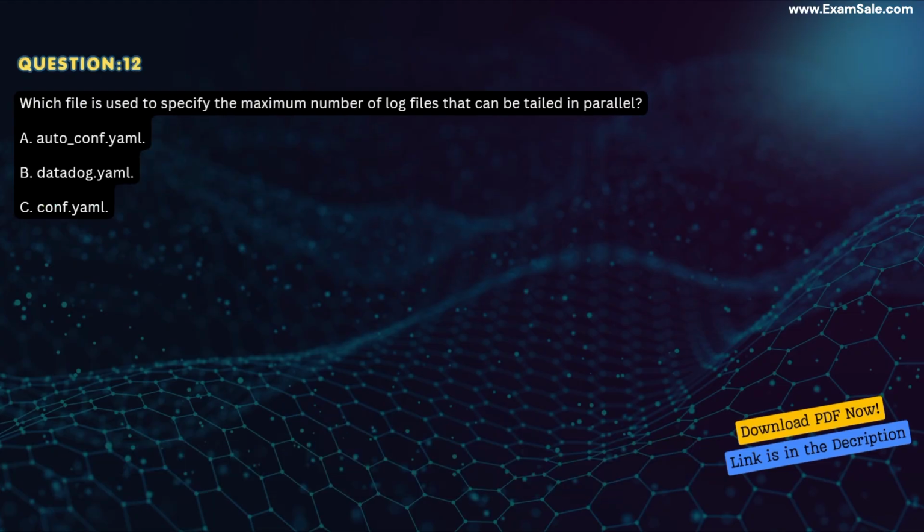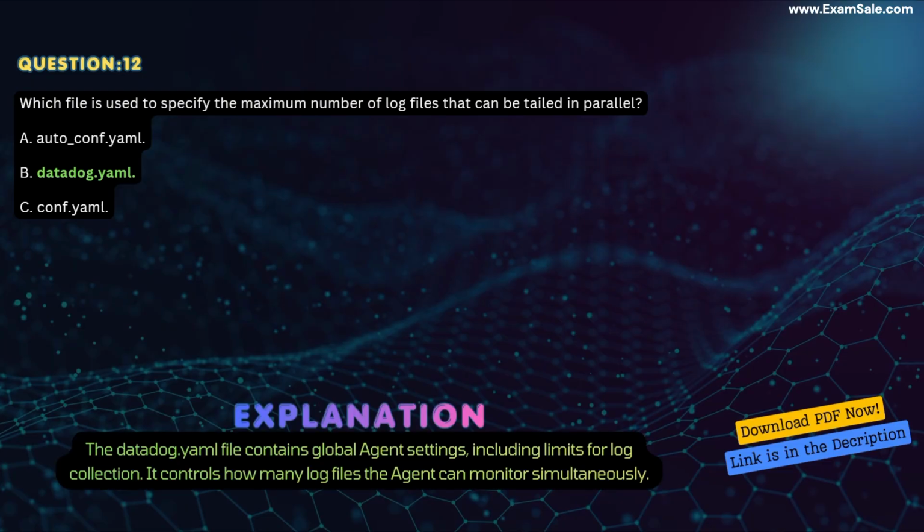Question 12. Which file is used to specify the maximum number of log files that can be tailed in parallel? A. auto_conf.yaml. B. datadog.yaml. C. conf.yaml. Correct answer: B. datadog.yaml. Explanation: the datadog.yaml file contains global agent settings, including limits for log collection. It controls how many log files the agent can monitor simultaneously.